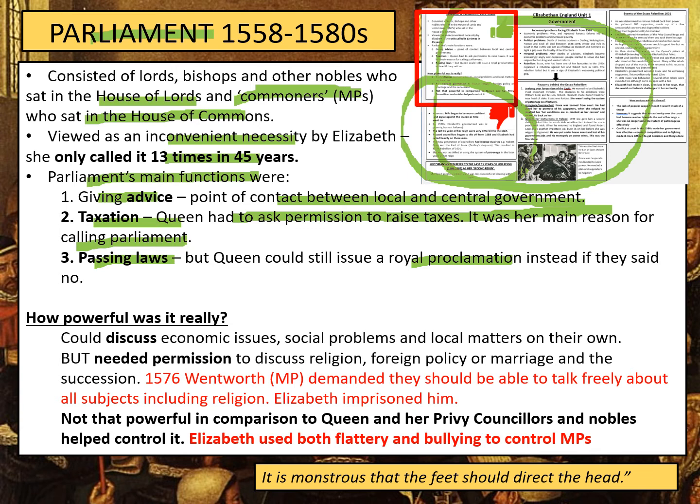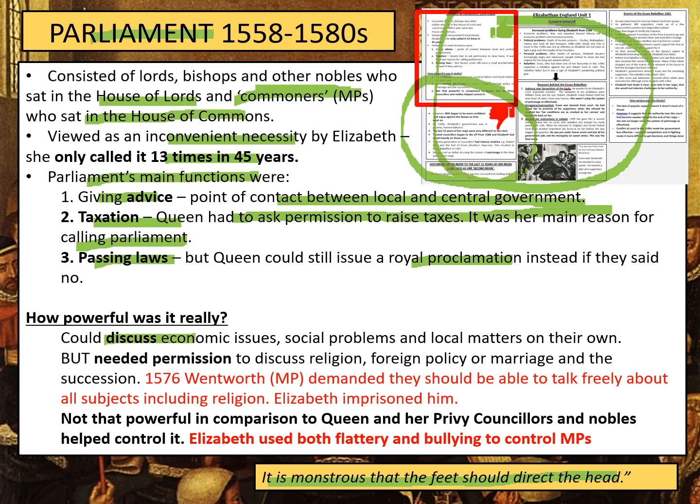Elizabeth didn't really like the fact that these men felt that they could have any kind of say in her reign, and she even said over the marriage issue that it's monstrous that the feet should direct the head, and didn't like the idea of them telling her what to do.